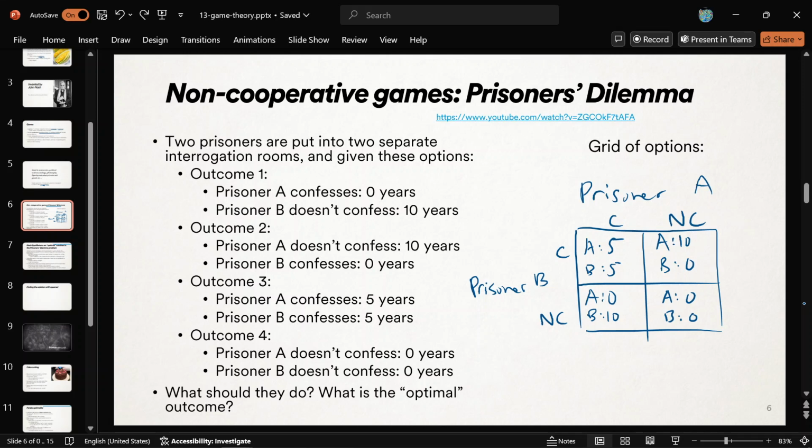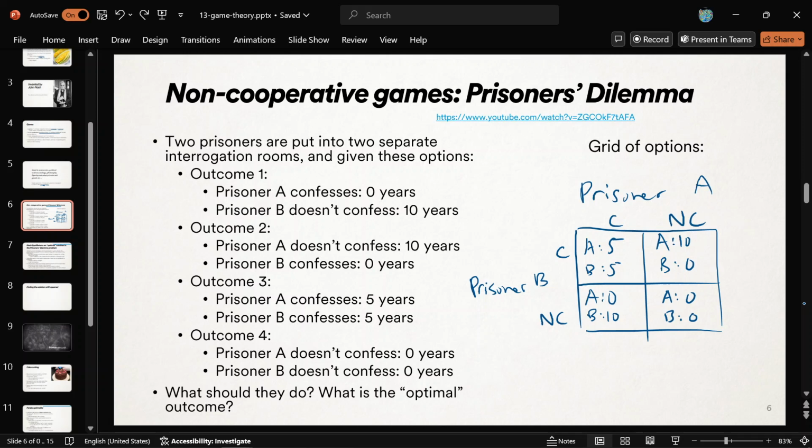What should these prisoners do? What's their optimal outcome? What should they do? What do I think? Good question. Yeah, answer both of those for me. What they should do is go for the 0-0. They should not confess. My line of thinking is that my risk is, so yeah.